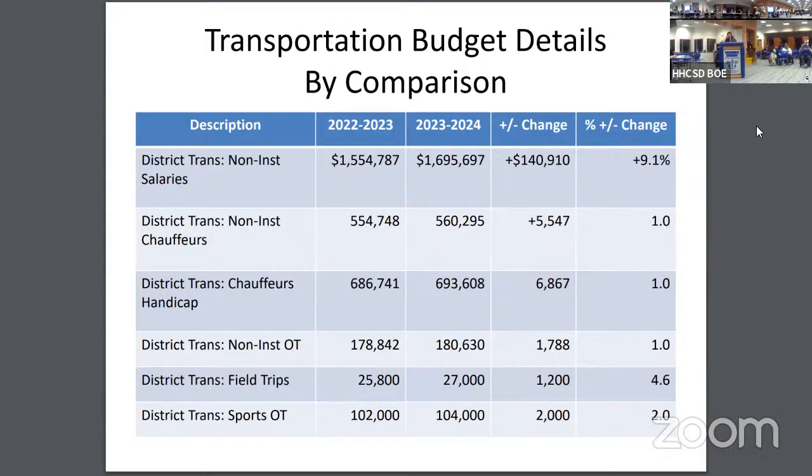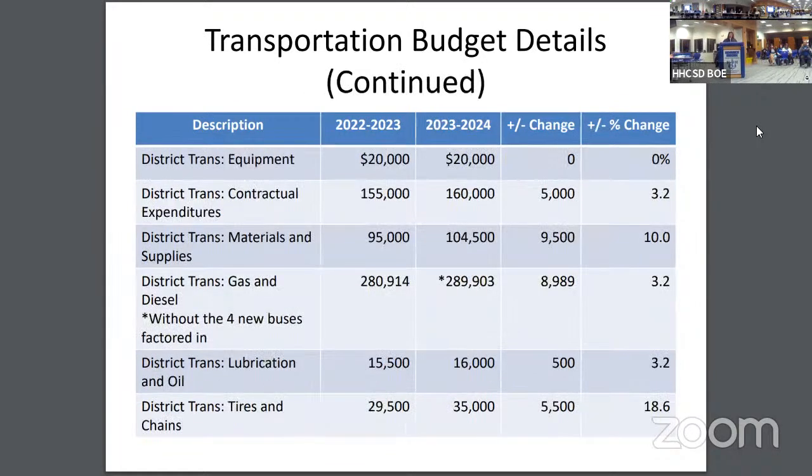Field trips, we increased a little bit because of the grade banding model and more field trips going on. We increased that by $1,200, so that's a 4.6% increase. And our sports, we increased by $2,000, mainly to cover the increase in the CSEA contract. Okay, my equipment line stays the same.